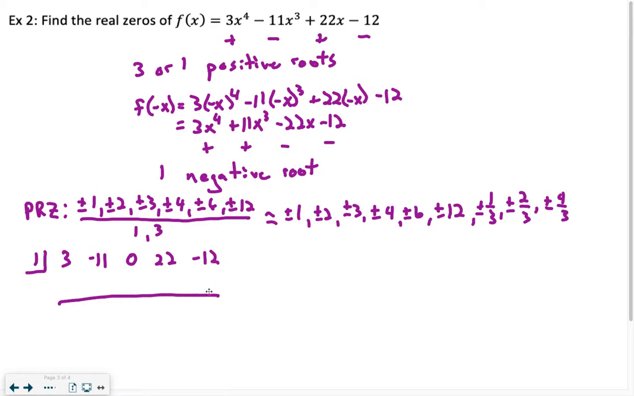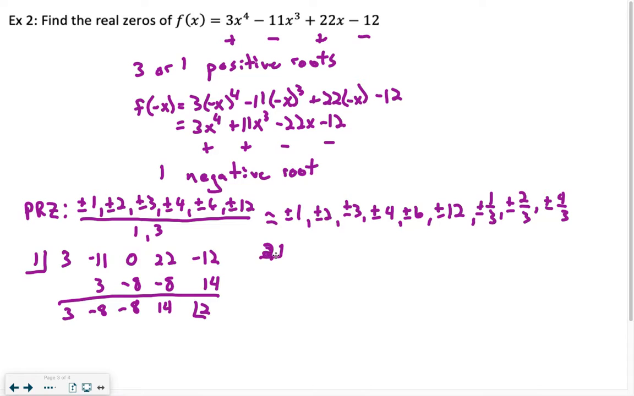All right, so bring the 3 down, multiply, add, multiply, add, multiply, add, multiply, and add, and we get a remainder of 2. 1 is not a 0, and we can't determine anything here as an upper bound. So let's move on to our next positive possible rational 0.